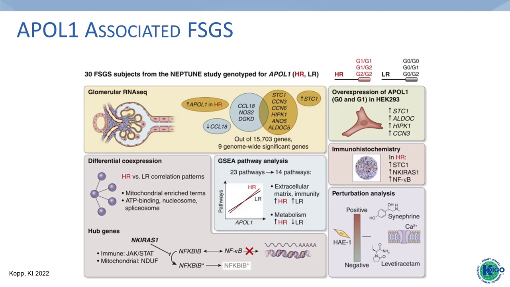transcriptome study, looking at 30 FSGS subjects from the NEPTUNE study genotyped for APOL1, that engaged the JAK-STAT and NF-kappaB pathways. Mitochondrial dysfunction and upregulation of TGF-beta expression have been found in different in vitro models. And then in some Drosophila models, again, defective autophagy from altered endolysosomal trafficking. And there are a number of additional postulated pathogenic pathways that are being investigated.